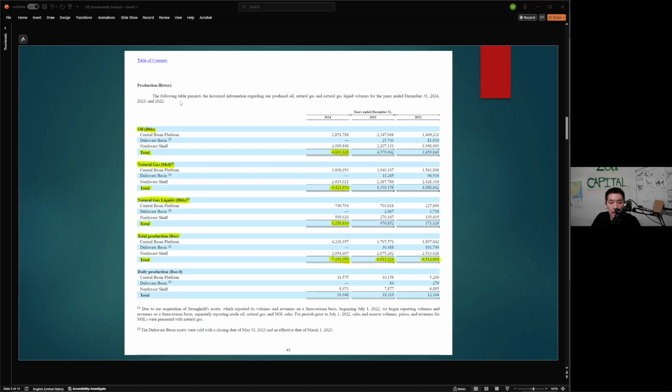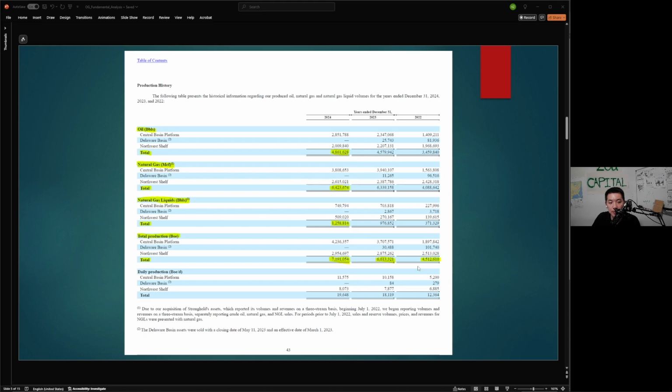First, let's talk about production. Companies usually report either their total annual production, daily production, or both. If they only give you daily numbers, just multiply that by 365, or 366 days if it's a leap year, to get the annual production. So here for REI, they give us both the total annual production and daily production figures. From 2022 to 2024, they have been growing their production pretty aggressively.